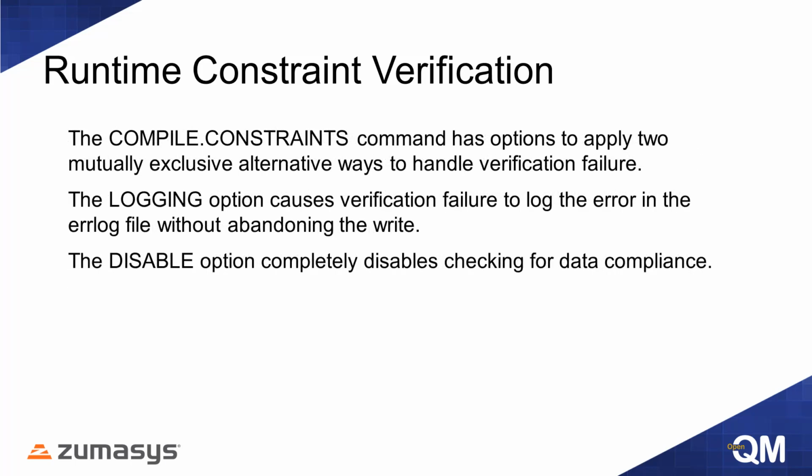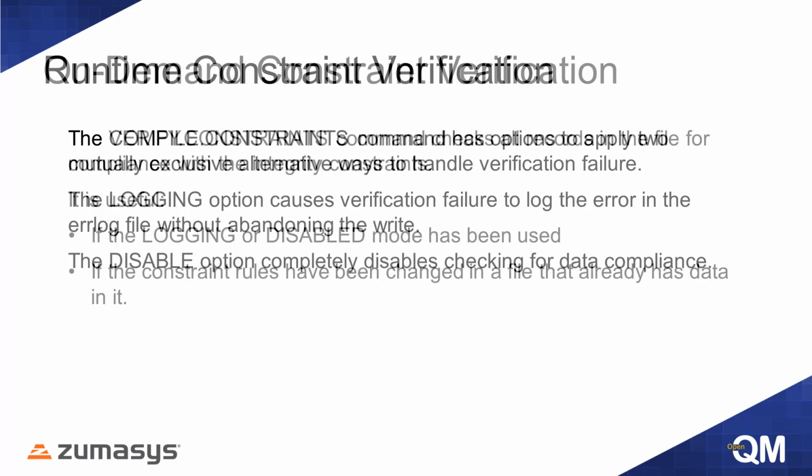The compile constraints command also has options to apply a couple of mutually exclusive alternative ways to handle verification. With the logging option, verification takes place exactly as before, but rather than failing the write, it simply logs a message in the erlog file. The disable option, on the other hand, completely disables checking, so the checks can be defined in the dictionary but temporarily disabled for one reason or another.